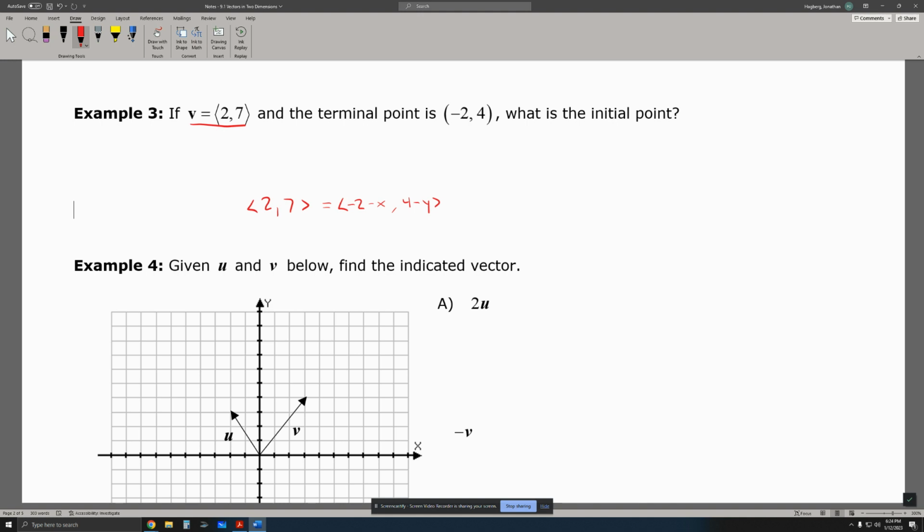So -2 minus a number gives us 2. So I can go ahead and set up two equations. -2 minus x equals 2, and 4 minus y is equal to 7. Solving for x, we add 2 to both sides, and we get -x is equal to 4. So x is equal to -4. Solving for y, we subtract 4 from both sides. We get -y is equal to 3, so y is equal to -3. So my xy ordered pair is (-4, -3).